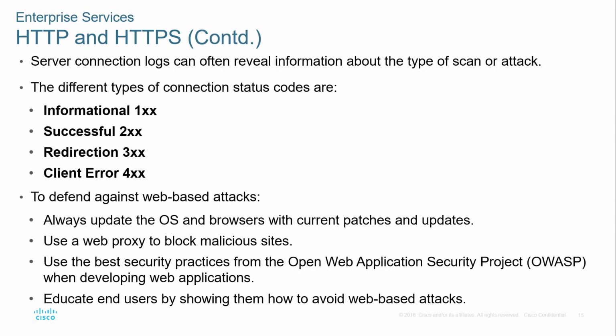Common HTTP and HTTPS connection statuses are: anything with 1 is informational, anything with 2 is successful, anything with 3 is redirectional, anything with 4 is a client error. All of these will be based off of the standard HTTP request connection codes.